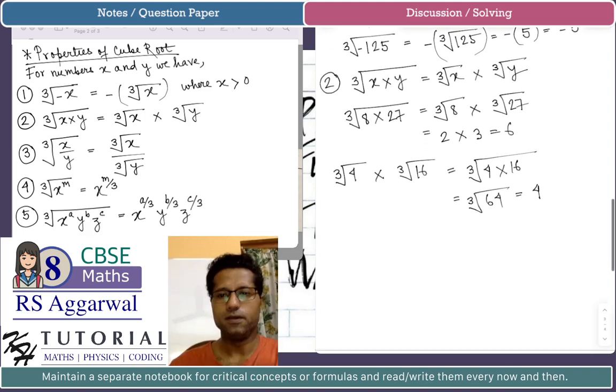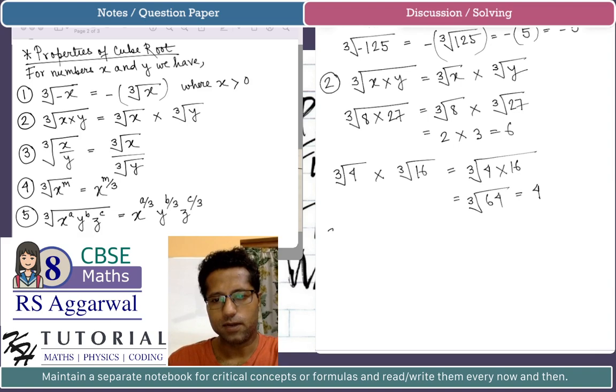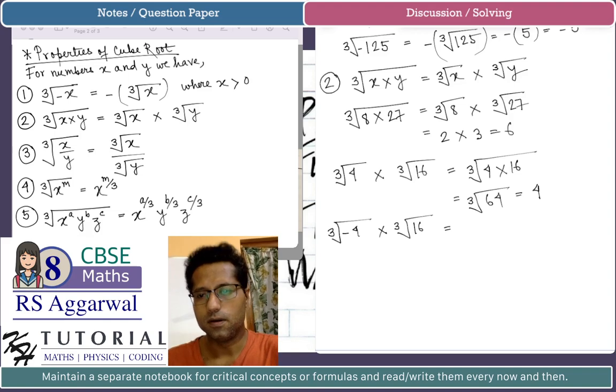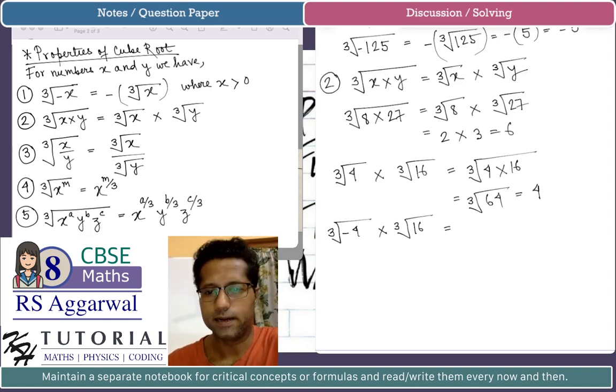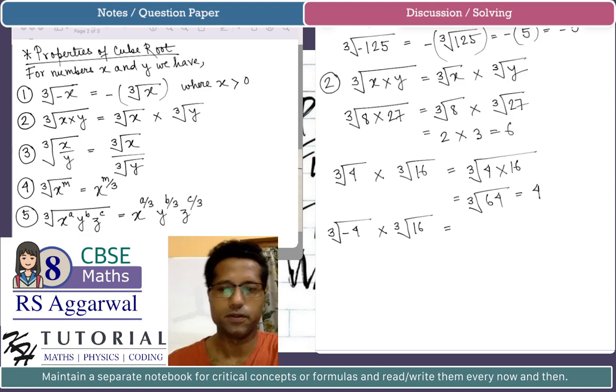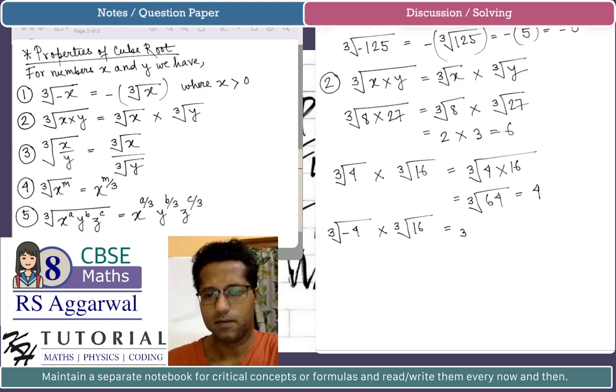Now, similarly, it could be that you are asked to find the cube root of minus 4 multiplied by cube root of 16. You know that 4 is not a perfect cube, 16 is also not a perfect cube. But if I multiply minus 4 and 16, I get minus 64. So this will be cube root of minus 4 multiplied by 16.